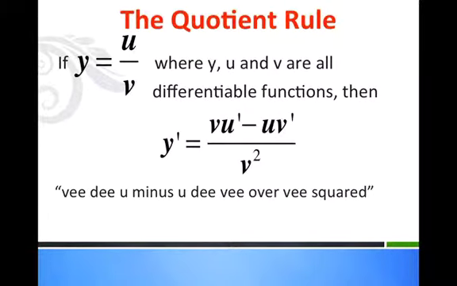The quotient rule is similar. It's a little bit more involved. Again, if you have the quotient of two functions, we hope that all three of them are differentiable functions, that the formula for the derivative looks like this. So the derivative of the bottom function times the derivative of the top minus the top function times the derivative of the bottom function, all over the bottom function squared. All right, and some people use this mnemonic to remember: v du minus u dv over v squared.